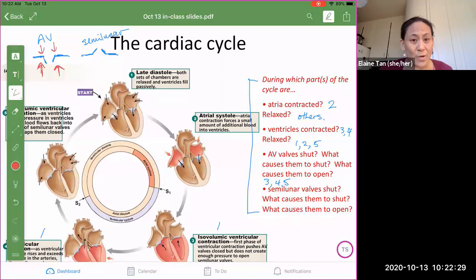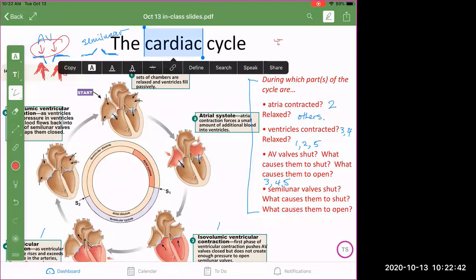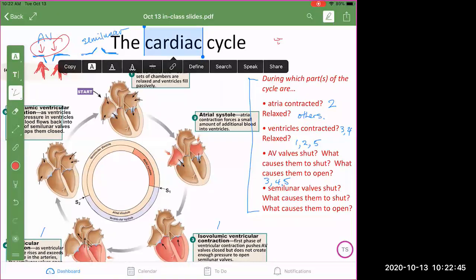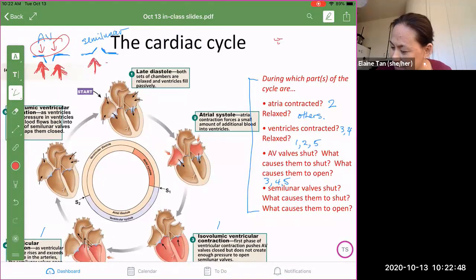Then the valve is going to close, and vice versa. If this pressure is larger, then the valve is going to open, okay? And then same with the semilunar valves, okay? So the semilunar valves will open when we have high ventricular pressure, right? So this is the ventricles, and then this is the artery on this side. With the AV valves, we have the atrium on this side and the ventricle on the bottom. Sorry.